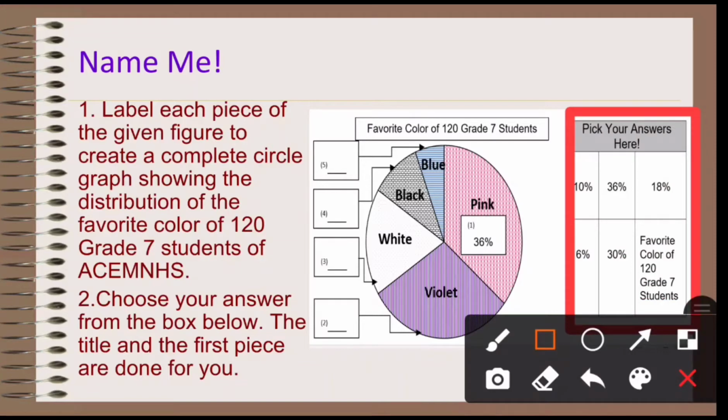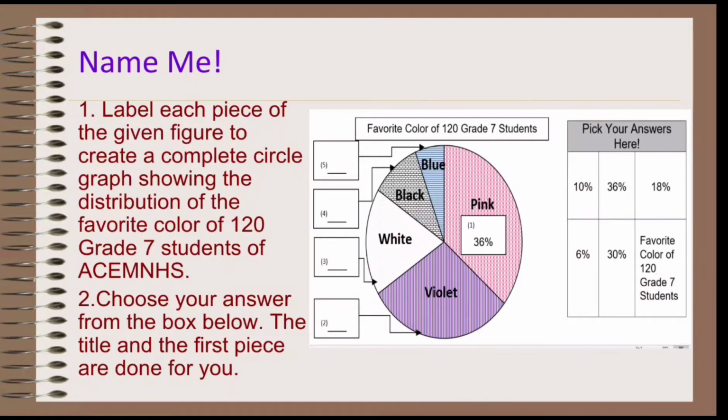The title is already given, and 38%, which is the pink one. All you need to do is to answer number 2, the violet part, number 3, the white one, 4 and 5. Those are the numbers that you need to answer. You may pause this video, then later as we go along with the discussion, check your answers.